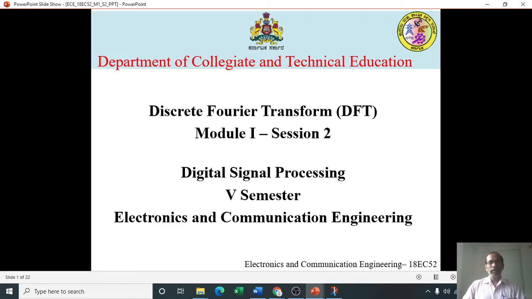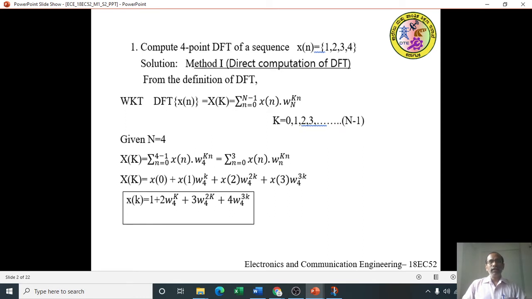Hello everyone. Welcome back to session 2, module 1 of discrete Fourier transform, digital signal processing, 5th semester, electronics and communication engineering. In our previous class, we discussed frequency domain sampling. We introduced two formulas called discrete Fourier transform and inverse discrete Fourier transform. Today, let us solve few problems.